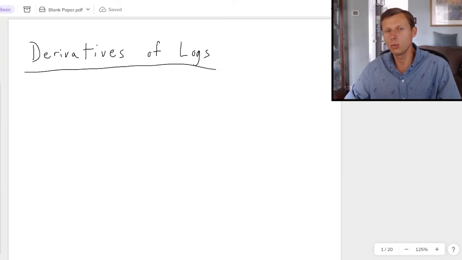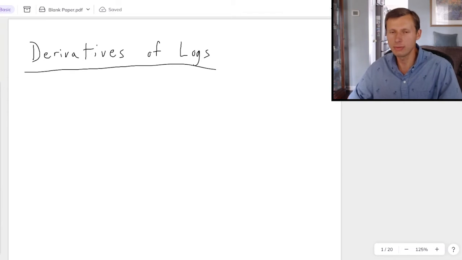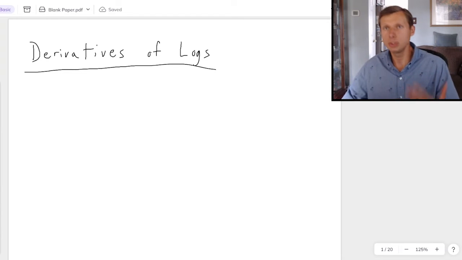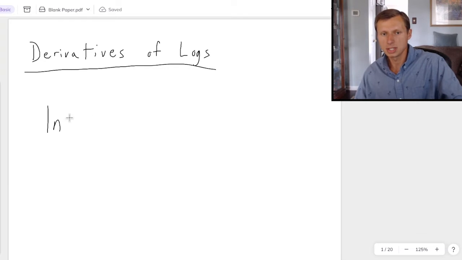In today's video, we're going to be talking about how to find the derivative of logarithmic functions, specifically the tough ones, where we need to use our properties of expanding logarithms in order to solve them. So in other words, I'm talking about problems like this.